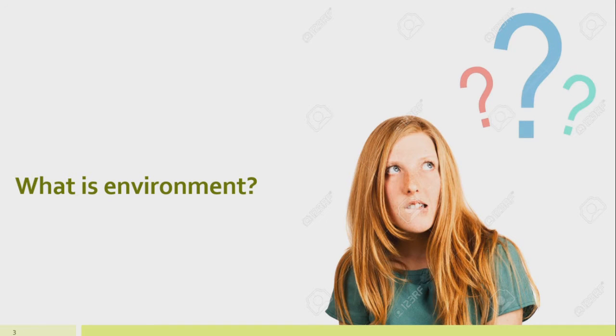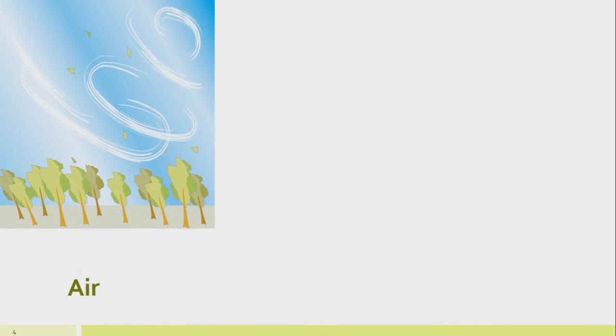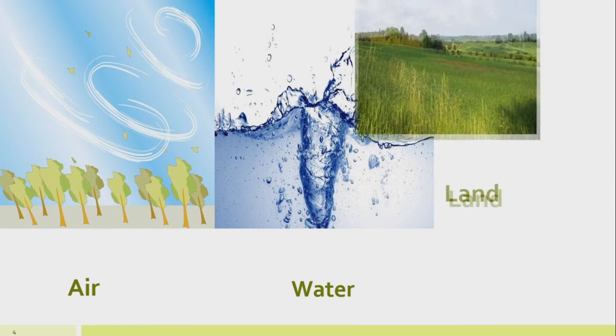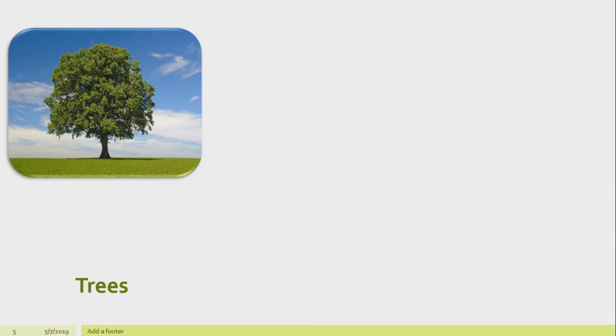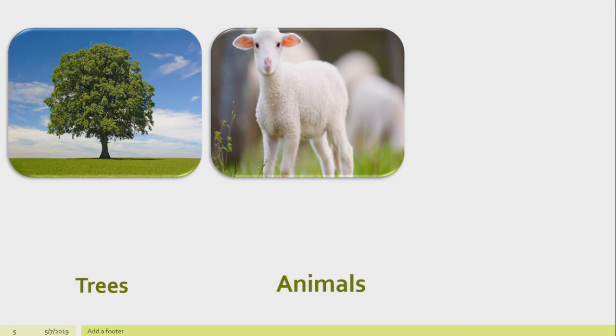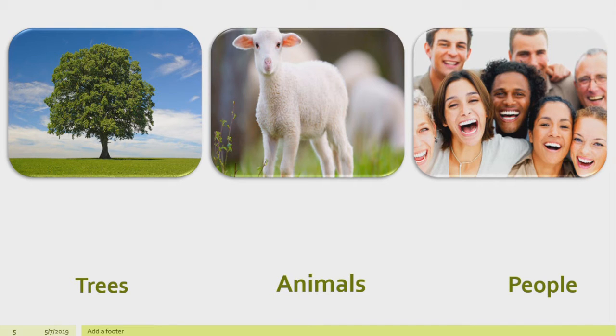What is environment? This is a question that you're probably gonna first ask. So generally speaking, environment consists of three main elements or components, the most important of which are air, water, and land. But these three elements are very broad or general. To make it more specific, we're talking about trees or flowers, okay? Then we have animals or fishes or anything that goes around. And of course, people are also part of the environment.